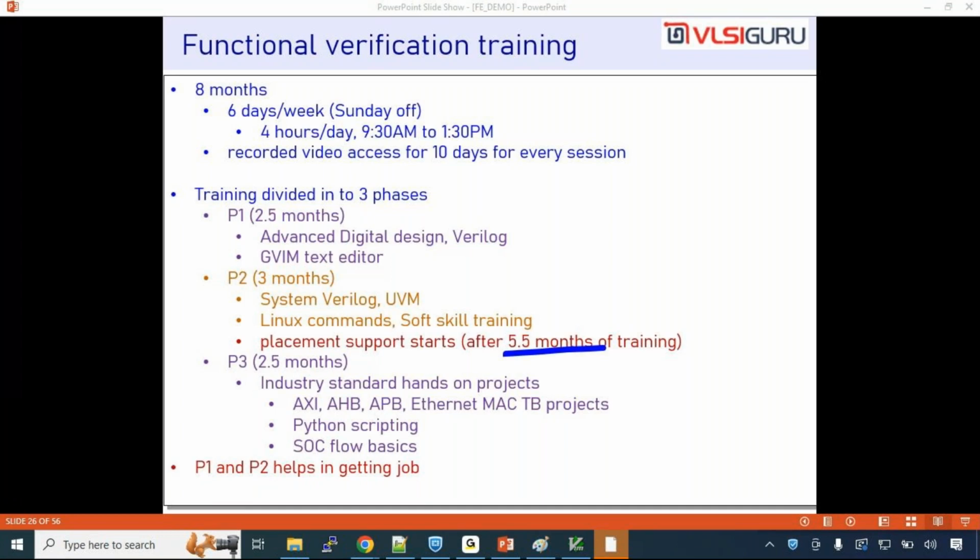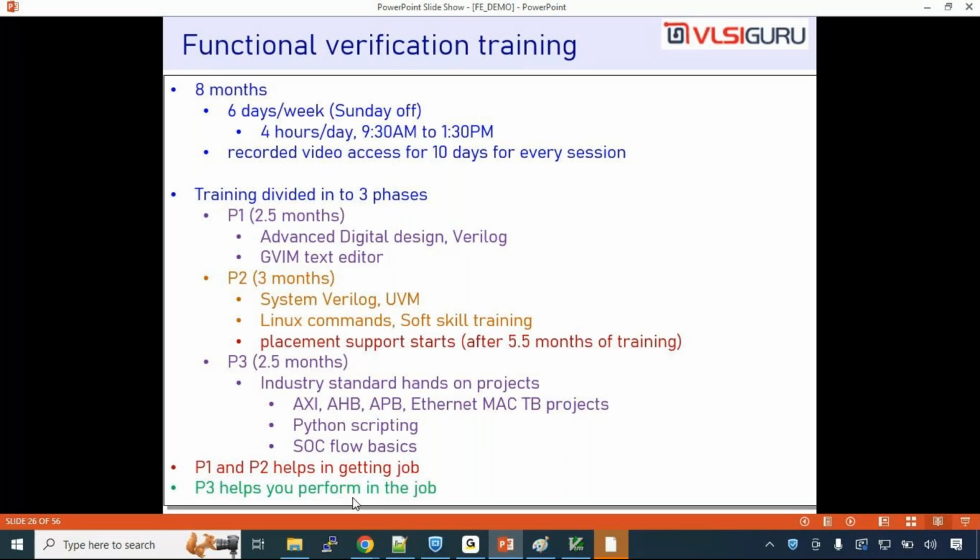5.5 months itself. So there are three phases: phase 1, phase 2, phase 3. Phase 1 and phase 2 help in getting the job, because the job interviews will be focused on Verilog, SystemVerilog, and UVM. Phase 3 actually helps when you get into the job, because the work won't be just SV and UVM. Work will be more to do with how to understand the project, how to do the debugging. Lot of other things will be there. So phase 3 will help you in performing the job.